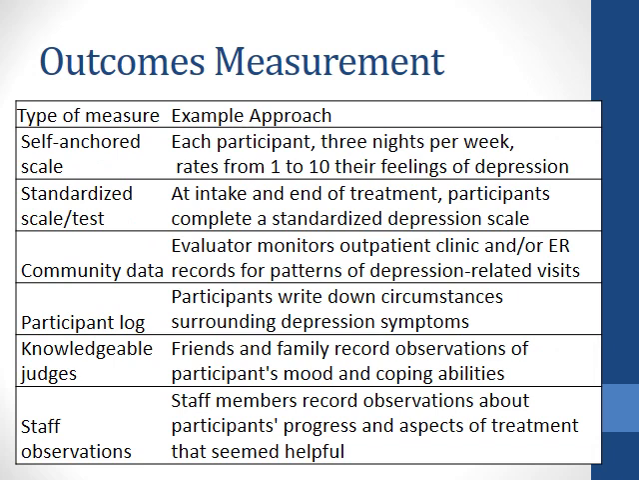Here are some examples of short-term outcomes. How could you measure whether your program was effective? Again, you need to be establishing baseline measures. So you can do a pre-post test. You can have clients do a self-anchored scale or a standardized test. You can pull community data, participant logs, knowledgeable judges, staff observations. All of those would work. Member surveys evaluating their changes would work as well. But it's not member surveys about the effectiveness of the program. It has to do with the outcomes. It's all about the outcomes. For the outcomes measurement, focus on the outcomes.